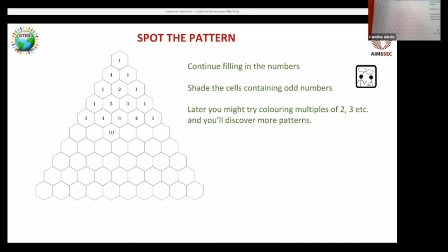Now, how do we get the six? How do we make that? And how do you get the 10? And then you've got 1, 3, 6, 10. What is the sequence there? What is the pattern? What's the next number?